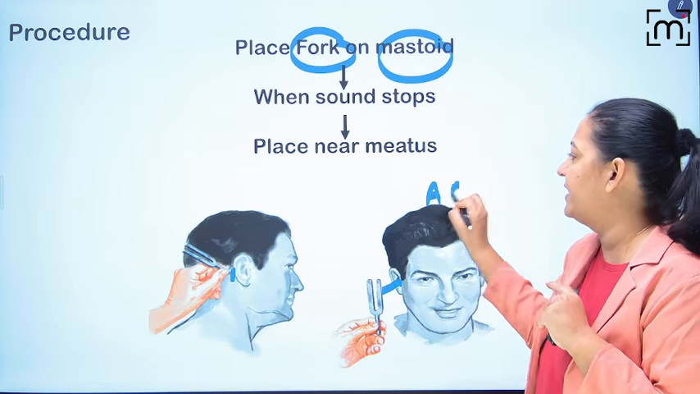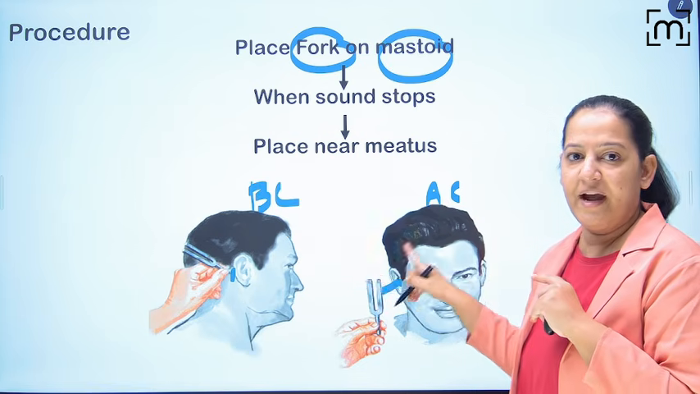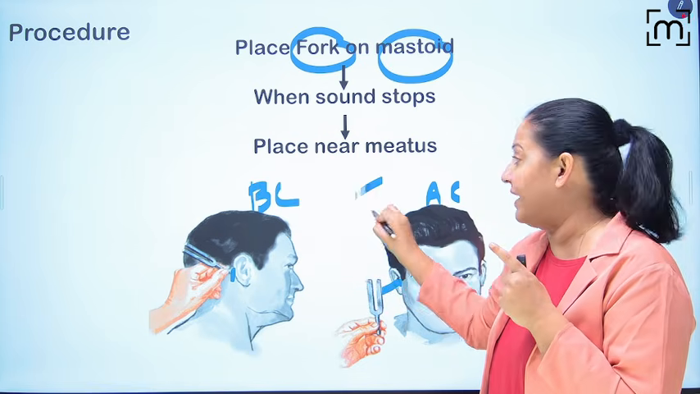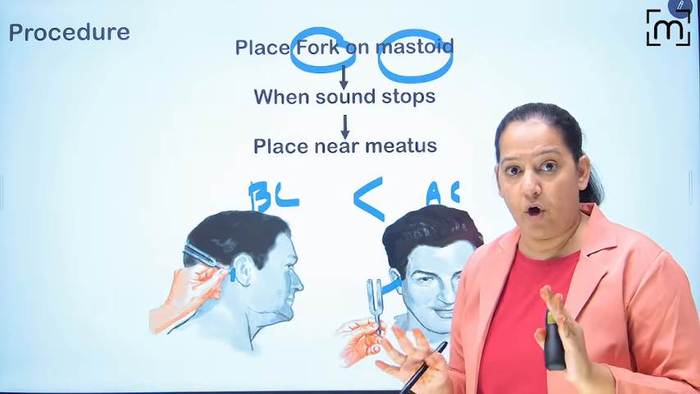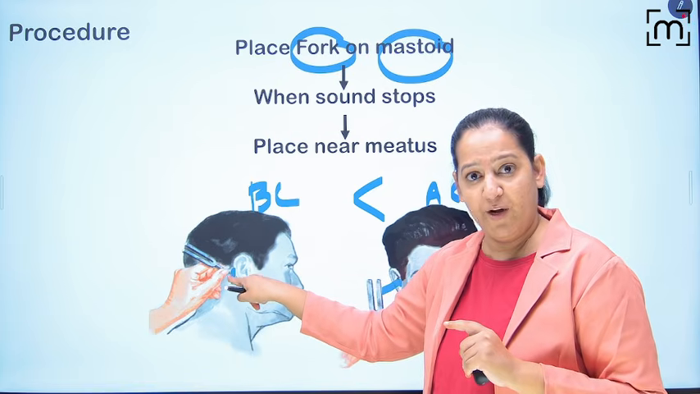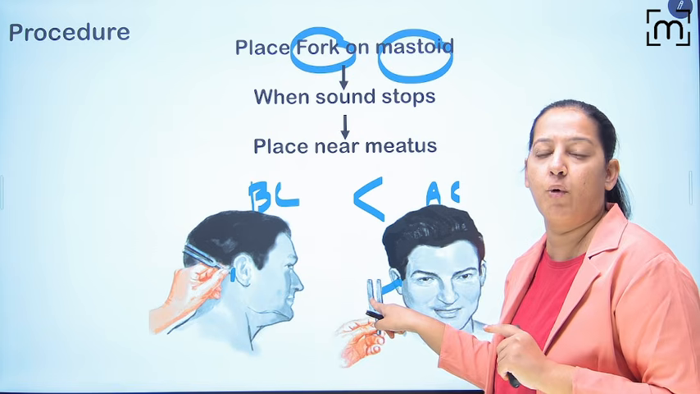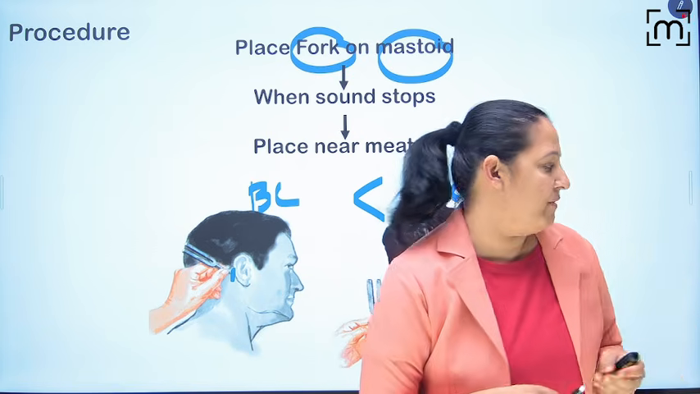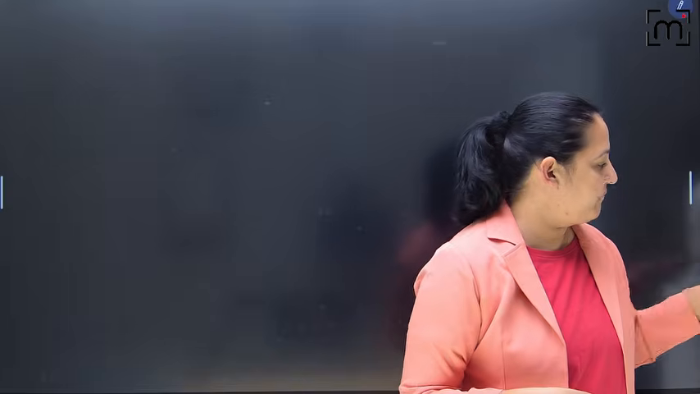Normally, AC is longer than BC. I told you, normally AC is longer than BC. So if you are a normal person, if the vibration ended over here and immediately you shift the fork over here, you should still hear it. So this is normal. Are you getting it? Let me perform it in front of you.